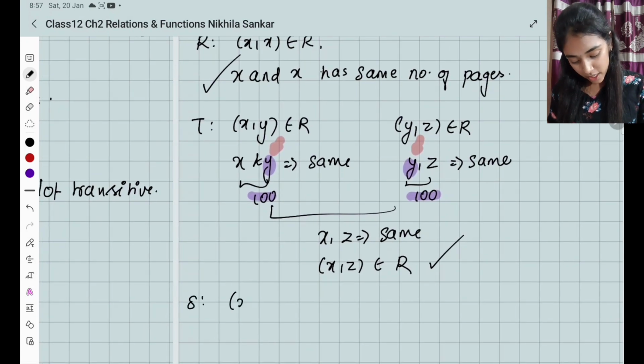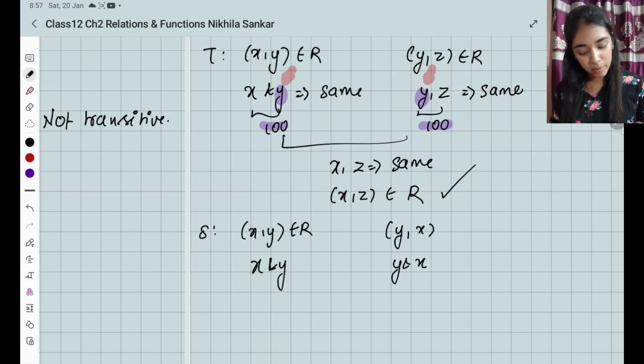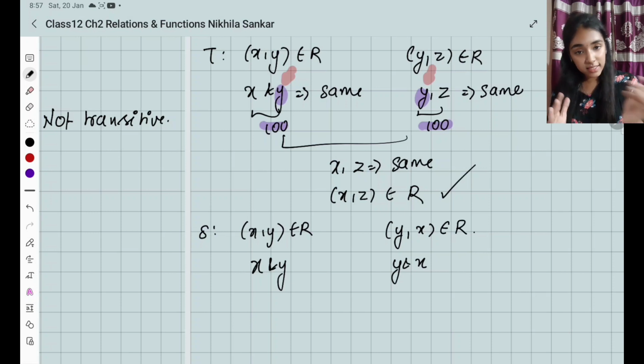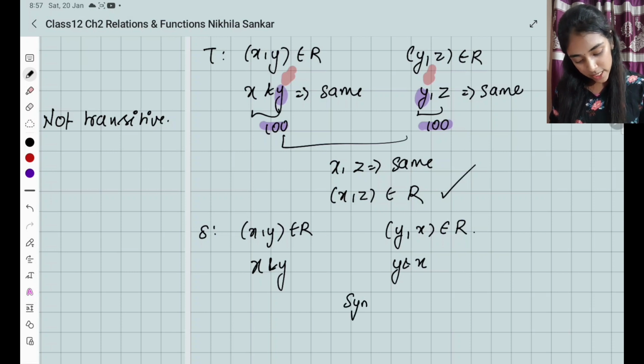Now let's check symmetric. So you have (x, y) belongs to R, which means x and y have the same number of pages. When you take (y, x), again y and x are going to have the same number of pages. Even if you take different books, the number of pages is going to be the same. You're taking a maths book and a physics book; if both have 100 pages, we are talking about the pages here. Maths or physics is not asked. Number of pages. Okay? So this is going to be symmetric.